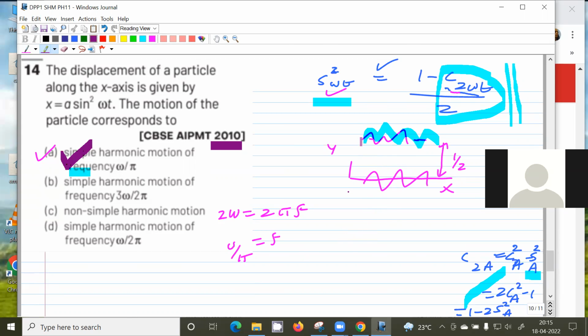But if he defines SHM as the oscillation about x equal to 0, or the mean displacement should be 0, then you can say this is not an SHM. But SHM is oscillation even about a different mean level.